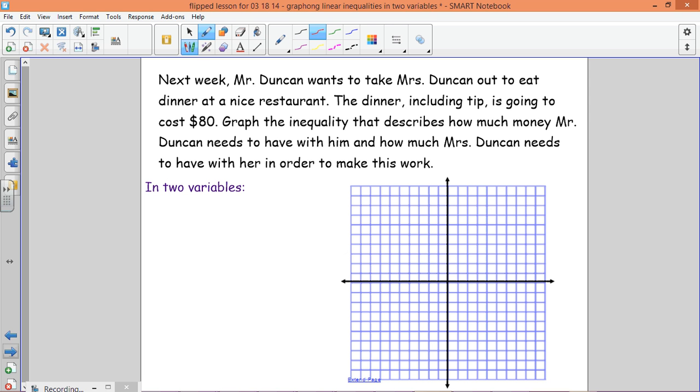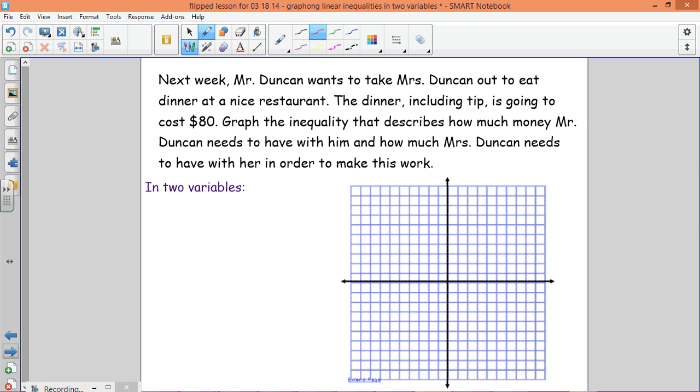Next week, Mr. Duncan wants to take Mrs. Duncan out to eat dinner at a nice restaurant. The dinner, including tip, is going to cost $80. Weird how that works, 40 times 2. Graph the inequality that describes how much money Mr. Duncan needs to have with him and how much Mrs. Duncan needs to have with her in order to make this work.